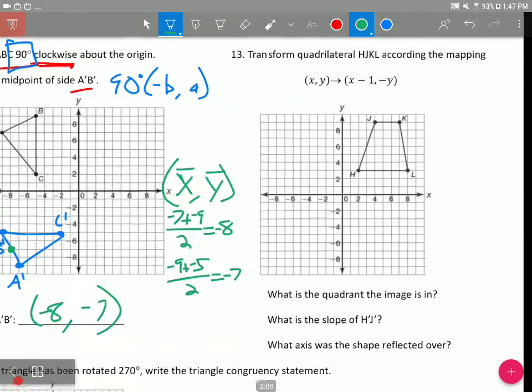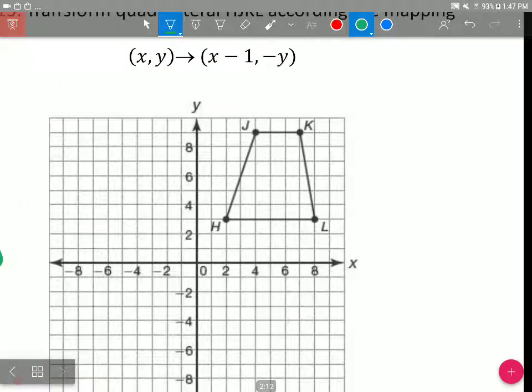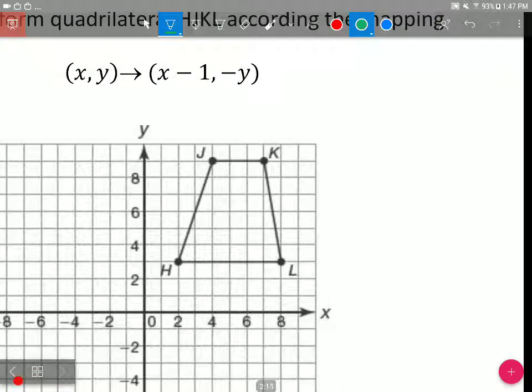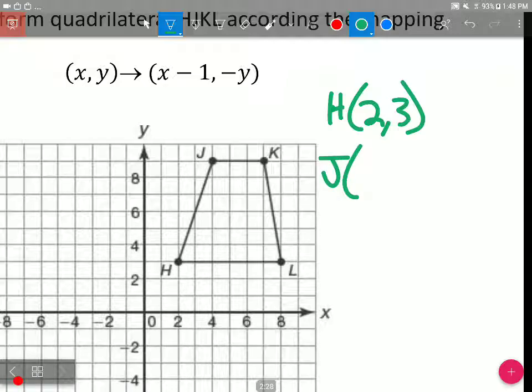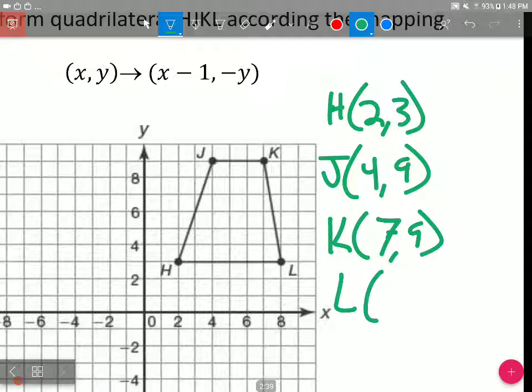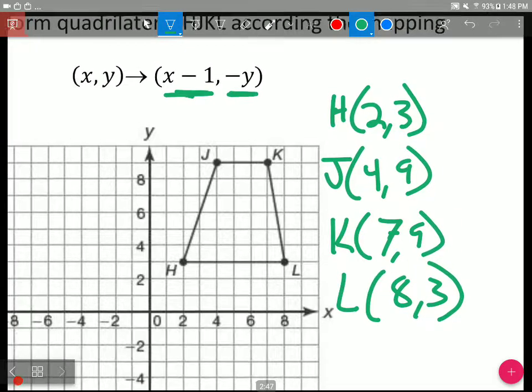Number 13, transform quadrilateral according to the mapping. All right, so let's just start working this out. H is at 2, 3, H, J, K, L. Oh, it's skipping I, that's why 4 to 9 is throwing me off. K is at 7, 9. L is at 8, 3. And they want us to subtract 1 from X and change the sign on the Y. So that's exactly what we'll do.